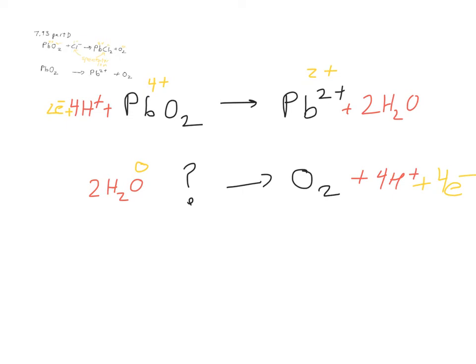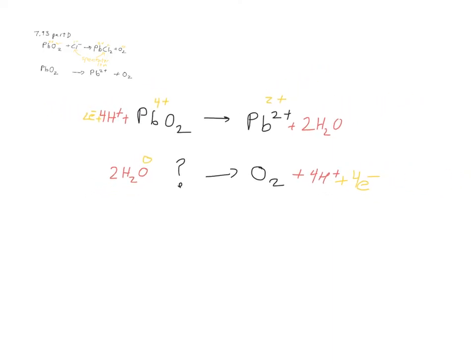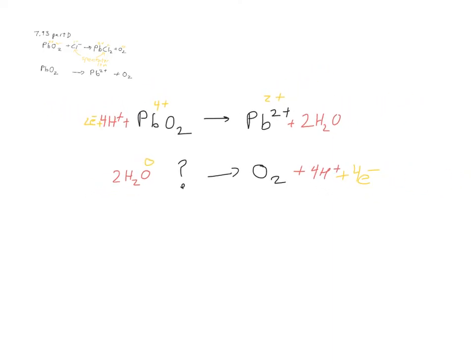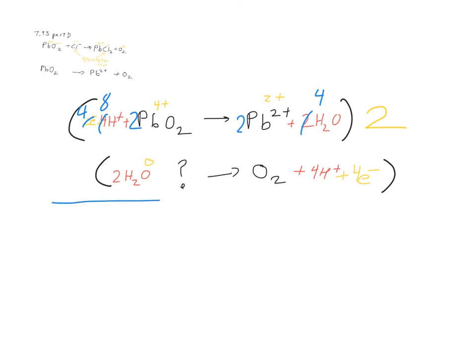Now I have to add my 2 half reactions together in such a way that the electrons cancel out. I have 4 down there on the bottom, 2 up there on the top, so I'm going to multiply this through by 2. And that gives me 4 electrons, 8 hydrogens, 2 of that, 2 of that, and 4 waters. So now I add my 2 half reactions together. My electrons have canceled out and gone bye-bye.